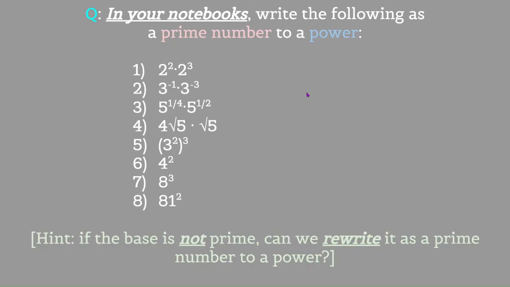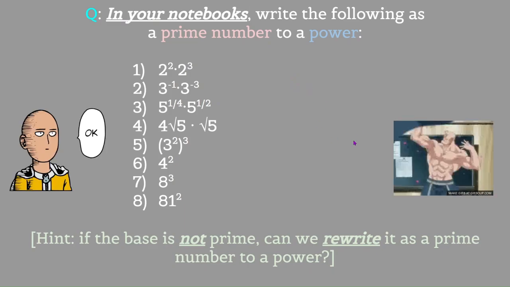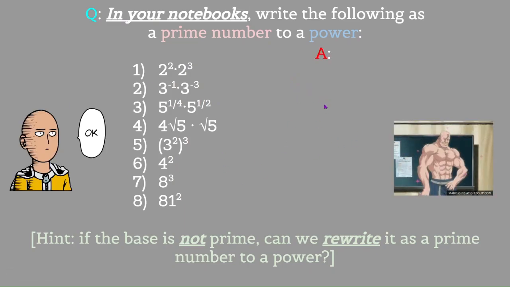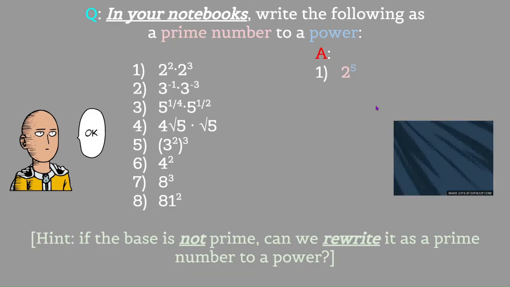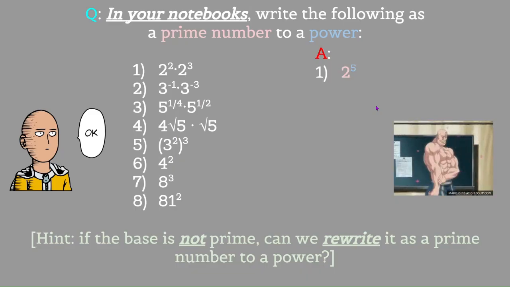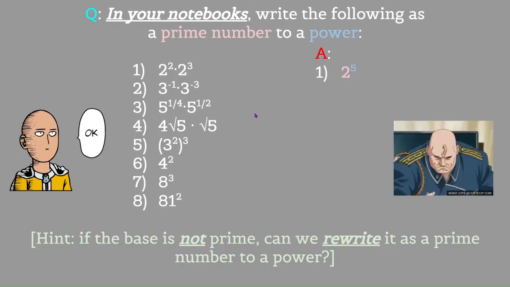Okay, so let's talk about these. So our very first one, 2 to the power of 2 times 2 to the power of 3 is, oh yeah, here's your nice anime gifts. We get 2 to the power of 5, right? Because our rule is we add the indices together. 2 plus 3 is 5. 2 is already a prime number, so we get 2 to the power of 5, right?